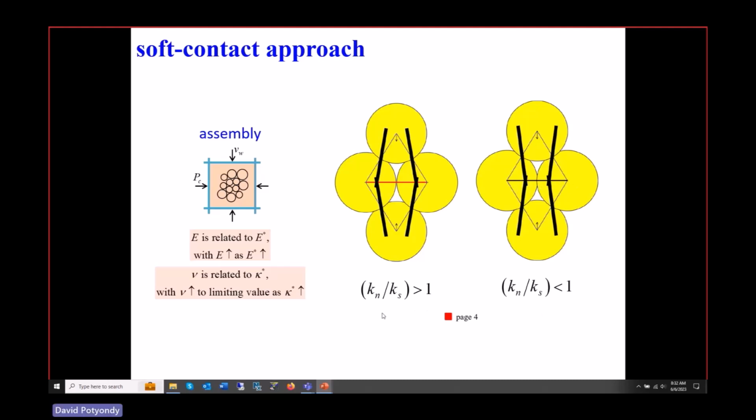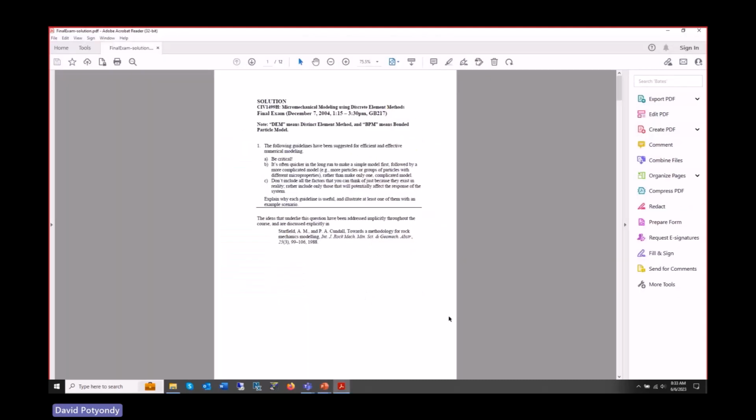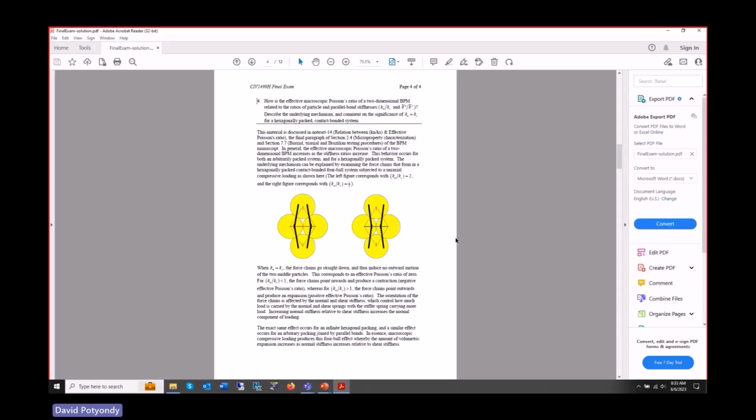And if you choose Kn over Ks to be equal to 1, the force chains go dead straight. And if the force chains go dead straight, that means there's no expansion or contraction. And you get a 0 Poisson ratio. Okay. This is a whole entire lecture that talks about that. And this is not the lecture. This is actually the answer to the exam question, which talks about that right here. Okay. So you can read that for more detail.